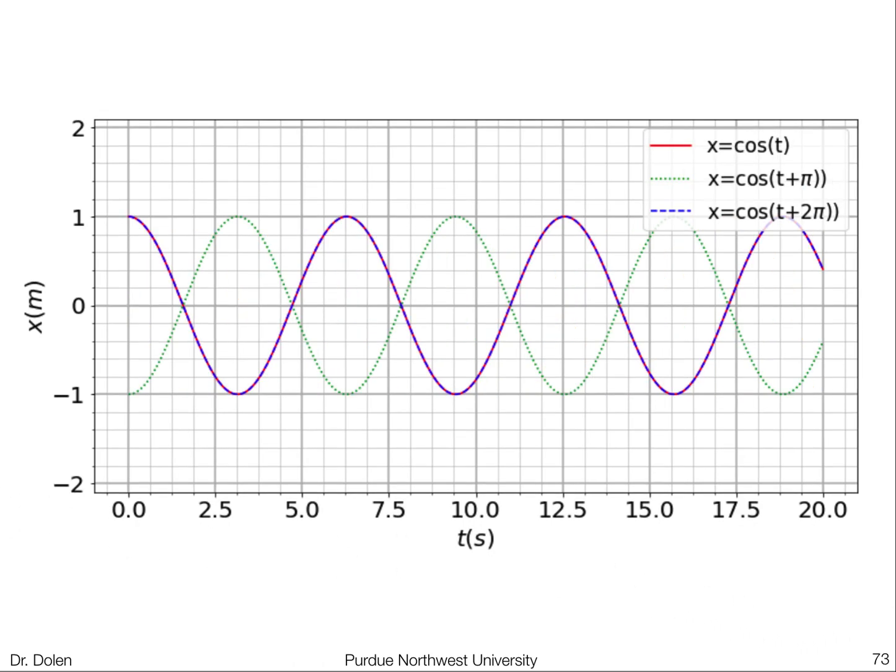And finally, I could shift it by pi, and that would just flip things around. So the red curve is cosine. If I do cosine plus pi, I just get negative cosine, right? So that's that green curve. So if we want to describe something that's initially at its minimum amplitude at x equals minus A, or in this case x equals minus 1, you could just do cosine of t plus pi, okay? A phase angle of pi. And if I use a phase angle of 2 pi, well, that's bringing me back to where I originally was. So the blue and the red are equivalent.